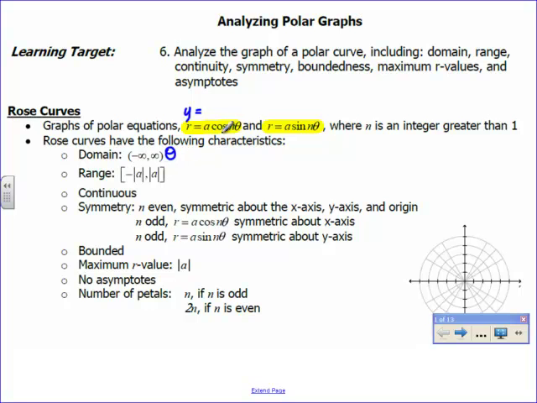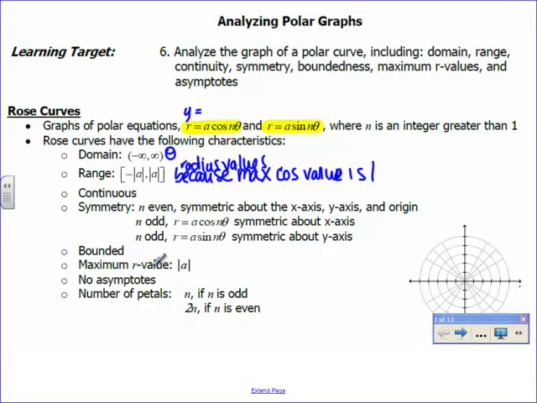In Rose curves, I'm allowed to plug in any angle that I want. What I will get out, however, is only negative absolute value of a to positive absolute value of a, because the max value of cosine is 1. All I'm going to get out is whatever that multiplier is out front. Since our domain is what we plug in for theta, that range is the radius values.